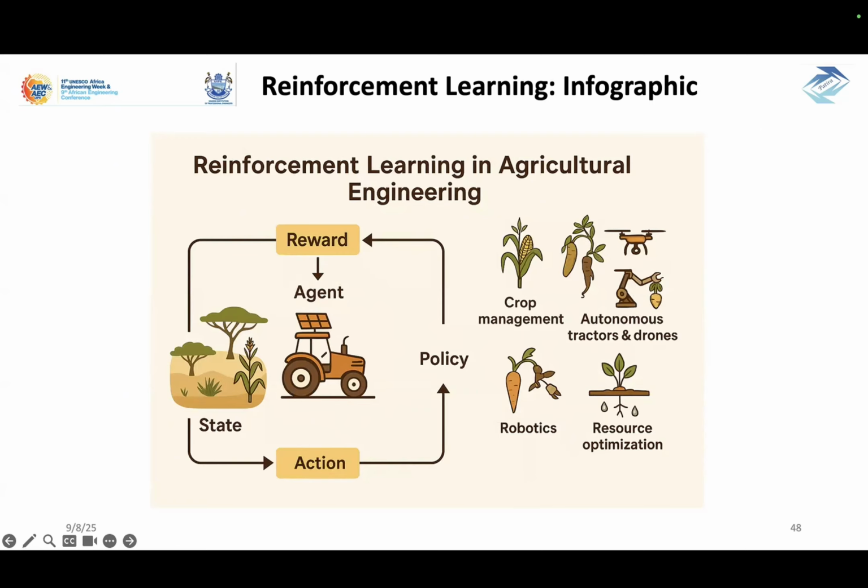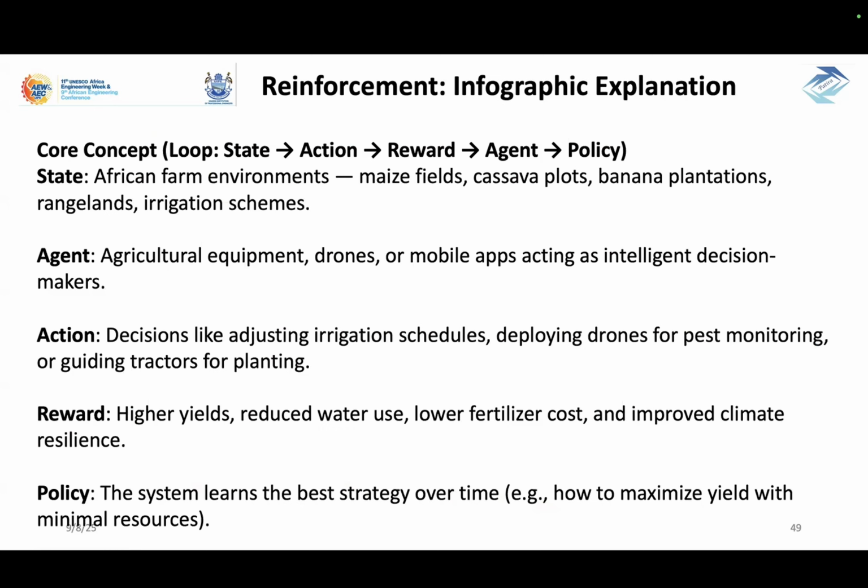It took many years for a computer to beat people who were excellent at chess. But because of reinforcement learning, nobody has ever beaten such a computer again, because it learns from the environment and can change. So this is how they learn, by reward and punishment. After that, they can be used in other areas like crop management, autonomous tractors and drones, robotics, and so forth. This is the core concept.